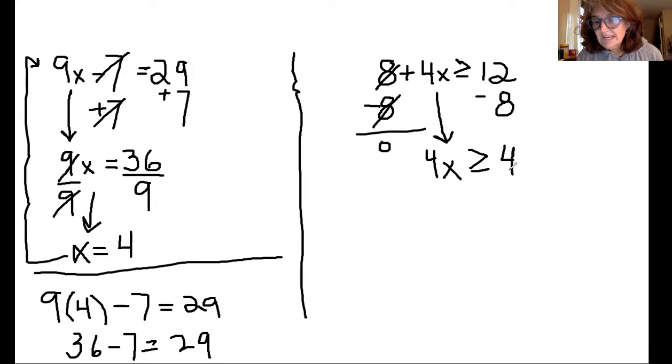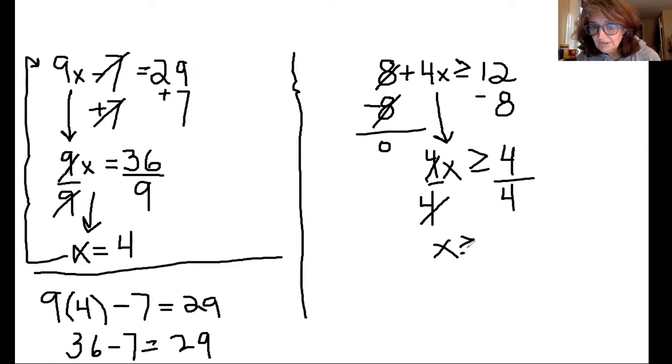Now we're going to do the same thing on this side. We're going to get x all by itself so we can solve for x. So we've got to divide by 4 and divide by 4 over here. This is going to give us 1x over here. And then interestingly enough, 4 divided by 4 is also going to give us 1. So here's our answer. X is greater than or equal to 1.